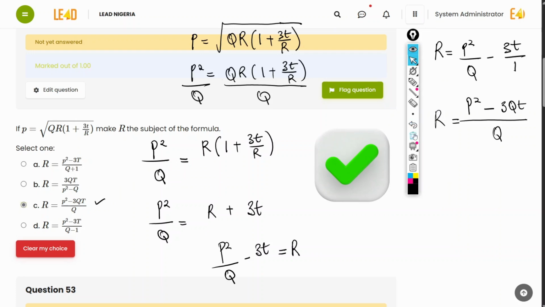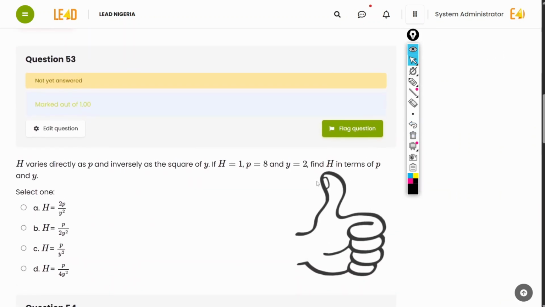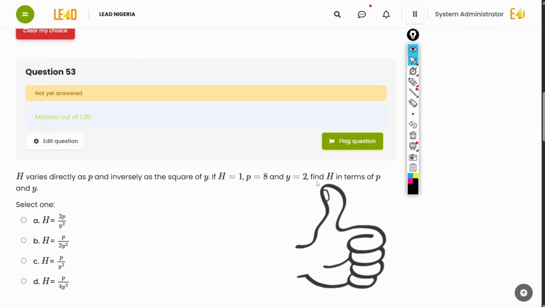Alright, let's take question 53. 53 says H varies directly as P and inversely as the square of Y. Okay, so I'll take a pause and attend to that. H varies directly as P and inversely as the square of Y. So if H is equal to 1 and whatever, okay, so we'll come back to that.